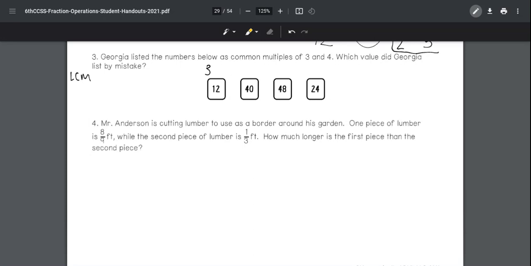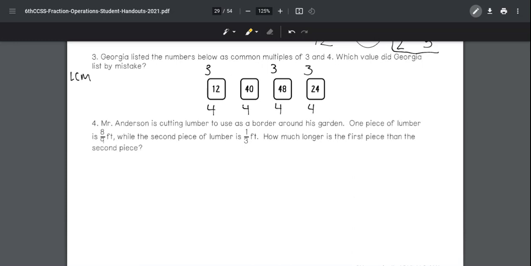We could do 3 times 16 to get 48. We could do 3 times 8 to get 24. So those 3 numbers are going to show up on your 3's list. Now I'm thinking about my 4's. 4 times 3 is 12, so that'll be on the 4's. 4 times 10 is 40. 4 times 6 is 24. And 4 times 12 is 48.